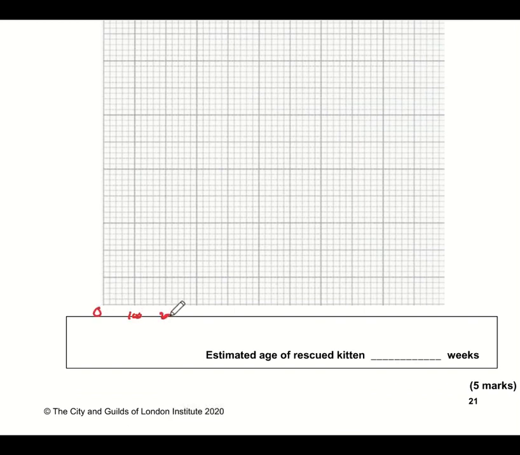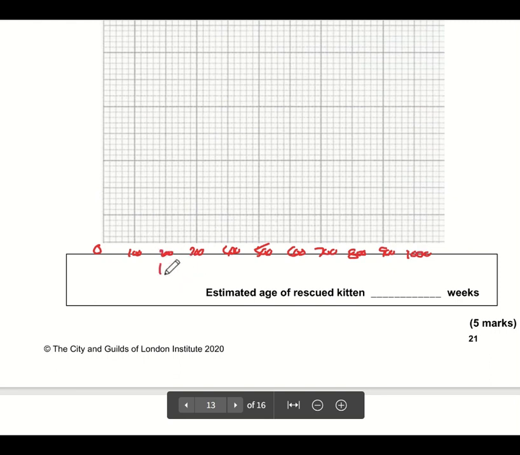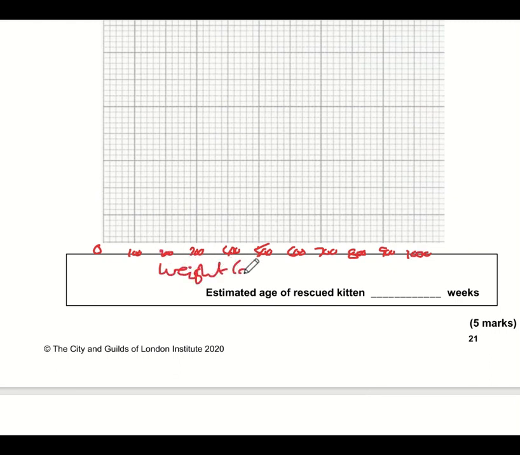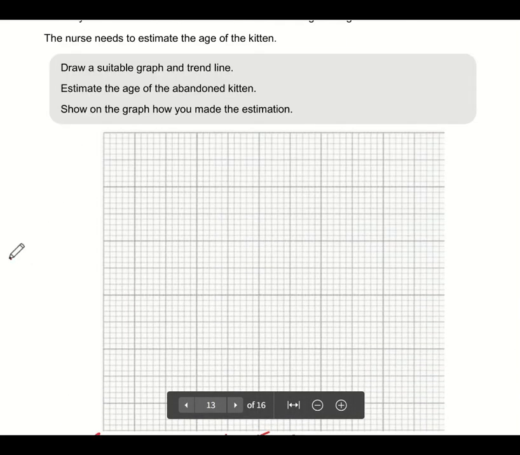So 0, 100, 200, 300, 400, 500, 600, 700, 800, 900, 1000. So all of these are in hundreds. I just can't really write small enough with this kind of fat nib that I've got. But I'm only really going up to 720, so a lot of this is just going to be wasted. So I said horizontally that is going to be the weight in grams, so I'll label that weight, and that is in grams. And up the side is age in days.